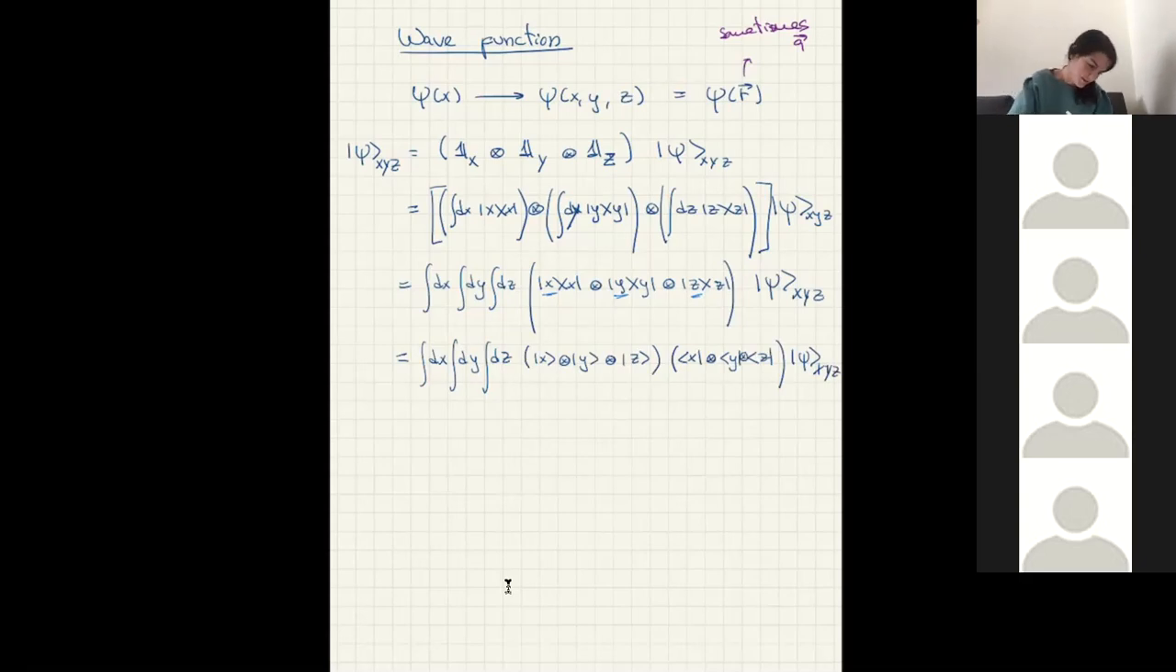Okay, and this is a number, right? Because the systems match up. So on the left we have x, y, and z. On the right we have also x, y, and z. So the systems match up, which means that, and we know how to do the inner product in many systems. We saw this before. So this whole thing is going to be a number, and that's the wave function of x, y, z. Okay, which is a complex number.